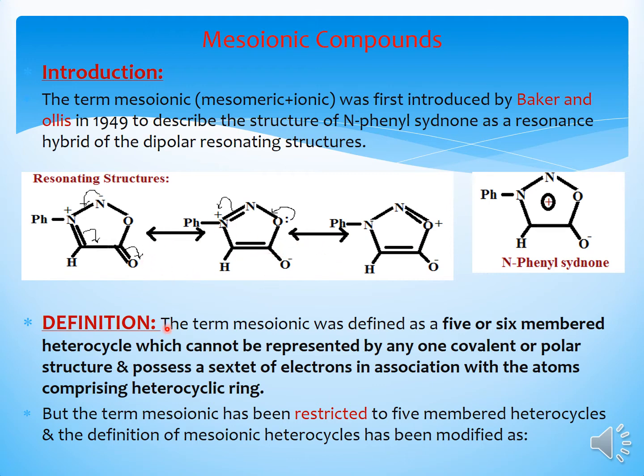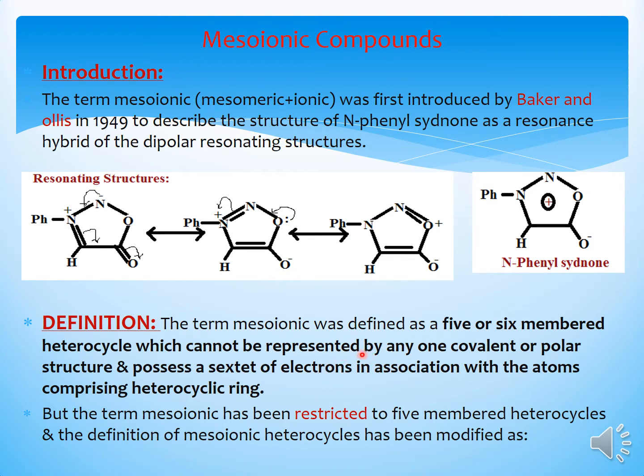Then moving on to the definition part. Here are 2 definitions. The first one will tell you about mesoionic. The term mesoionic is defined as 5 or 6 membered heterocycles, that is heterocyclic structures with heteroatoms attached in them, which cannot be represented by any covalent bond or polar structures, that is your plus charge and minus charge.